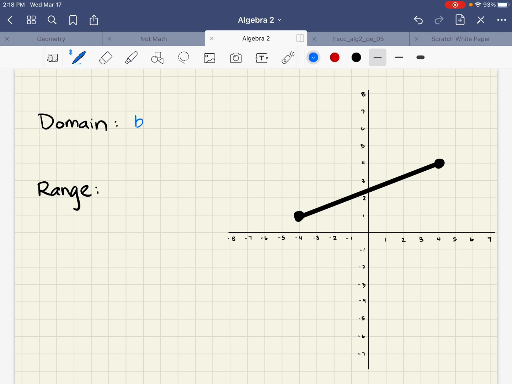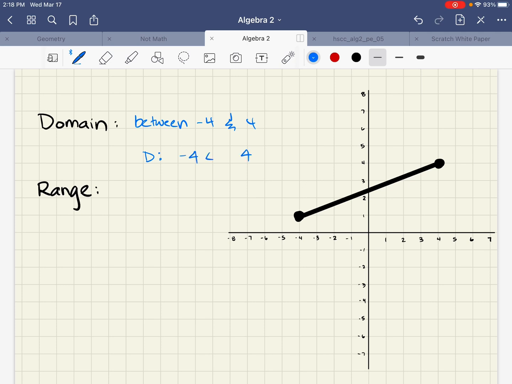So you'd write between -4 and 4. But that's not how we write it mathematically. Mathematically, we would say that the domain, notice I write the letter D, the domain is from -4 to 4.